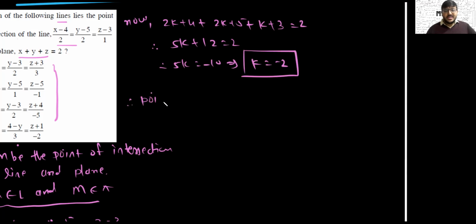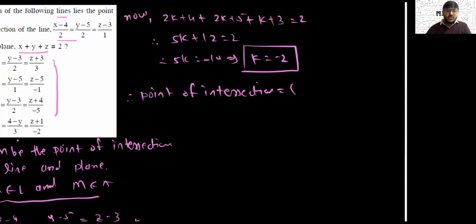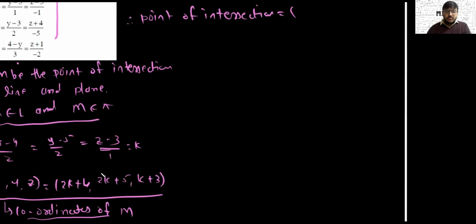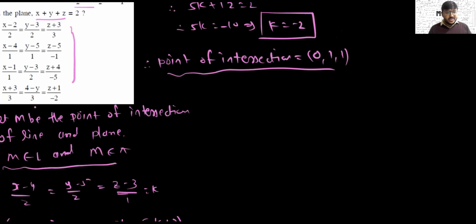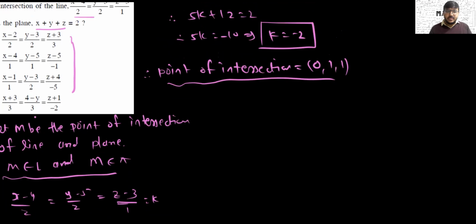Therefore, the point of intersection will be, let us put this value of k into this coordinate of M. So minus 4 plus 4, that is 0. Then minus 4 plus 5, that is 1. And minus 2 plus 3, that is 1. So this will be the coordinate point of intersection. And now what you need to do? You need to put this point into the 4 options to get the answer. Just put 0, 1, 1 into the options and check which will give you the same ratio.